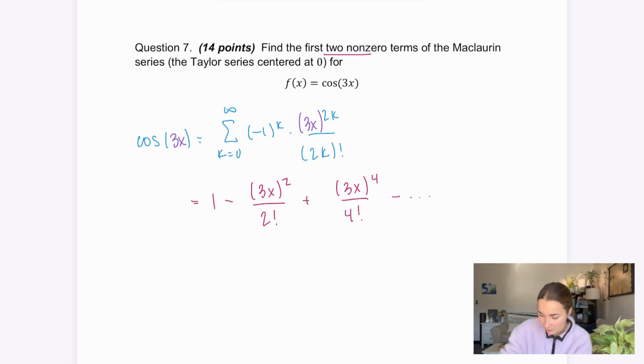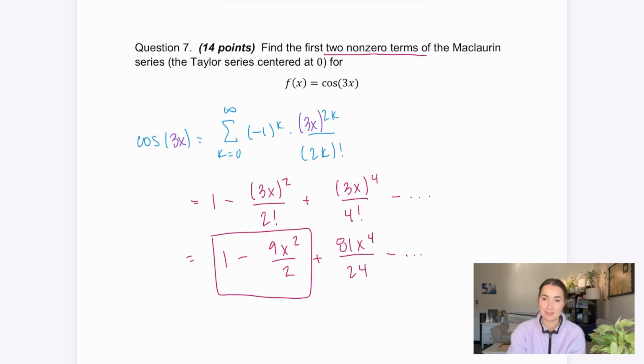We actually did an extra step, because all we needed to do was find the first 2 non-zero terms of the Maclaurin series. So we get 1 minus 9x squared over 2, plus we can have the extra term there because we're extra helpful, 9 times 9, 81 x to the fourth over 24, minus and so on. So these first two terms are our final answer.